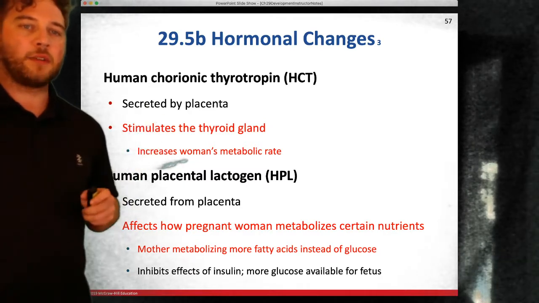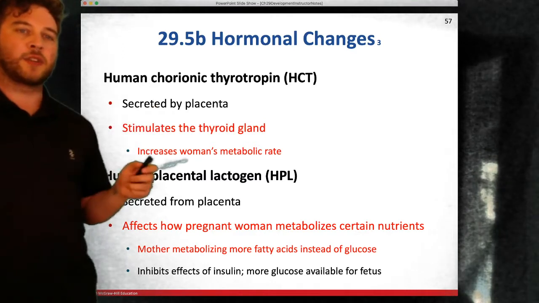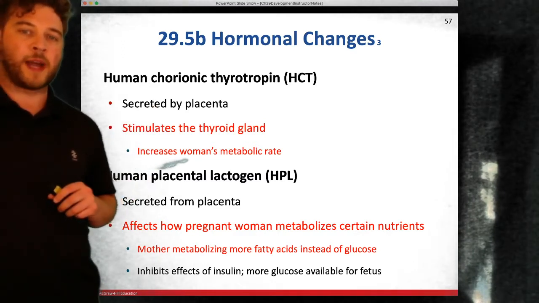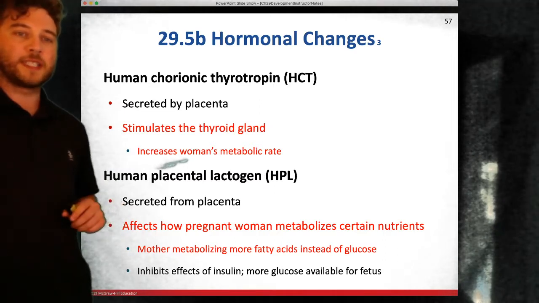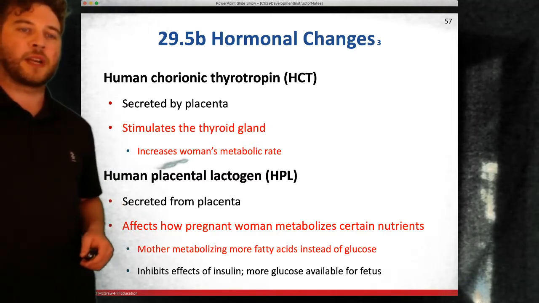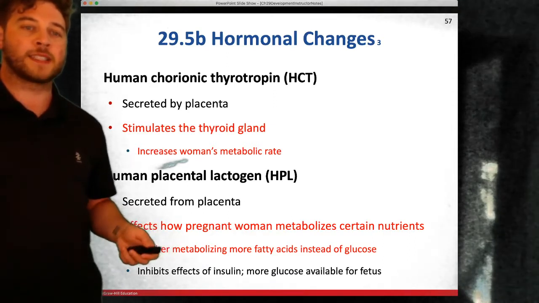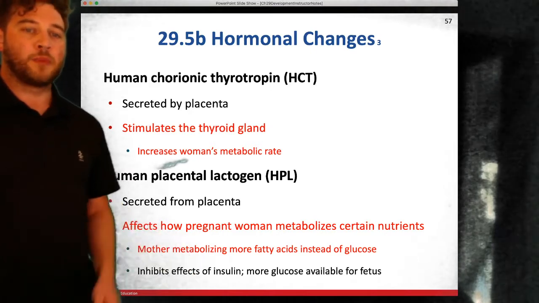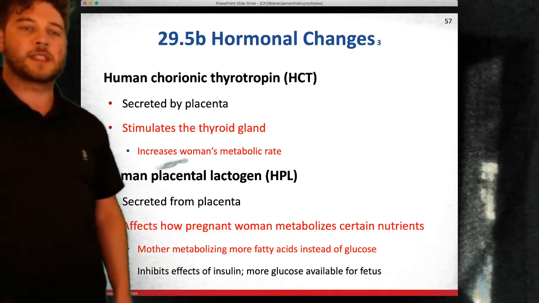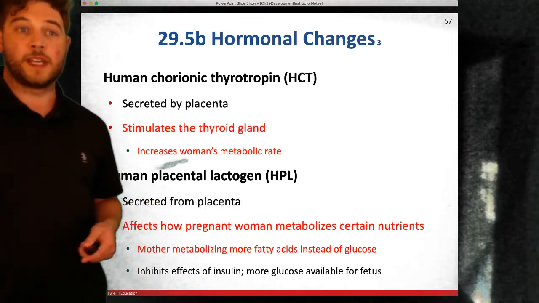Human chorionic thyrotropin is from the placenta as well, and stimulates the thyroid gland to increase the mother's metabolic rate. Human placental lactogen, from the placenta once more, affects how the pregnant woman metabolizes certain nutrients. The mother metabolizes more fatty acids instead of glucose, inhibiting the effect of insulin to allow more glucose to be available for the fetus. I think we have a slide coming up here in a second about gestational diabetes.